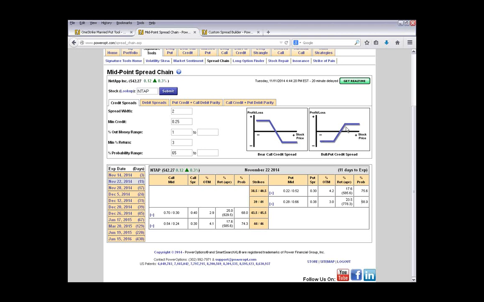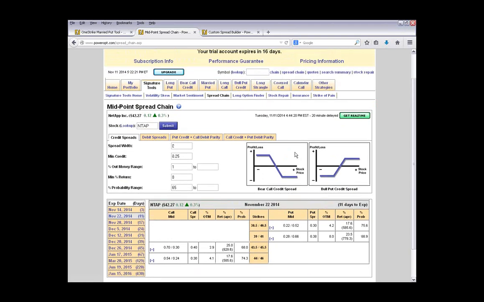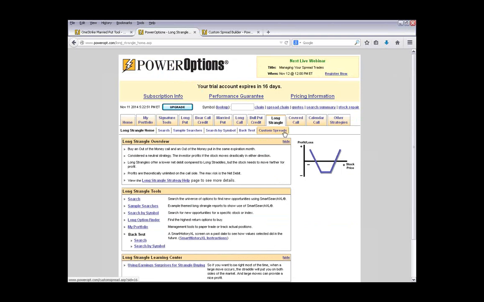And of course, if you do debit spreads, the credit spreads here, that's looking at the bear call spread. For a bullish position, as we saw before, we'd be looking at that call credit and put debit parity. And last but not least, we had a question about the strangles. And yes, if you go into the long strangle tool, we could go into the search by symbol tool as well and analyze a potential long strangle with the different strike prices and the probabilities on NTAP heading into the earnings for tomorrow as well.